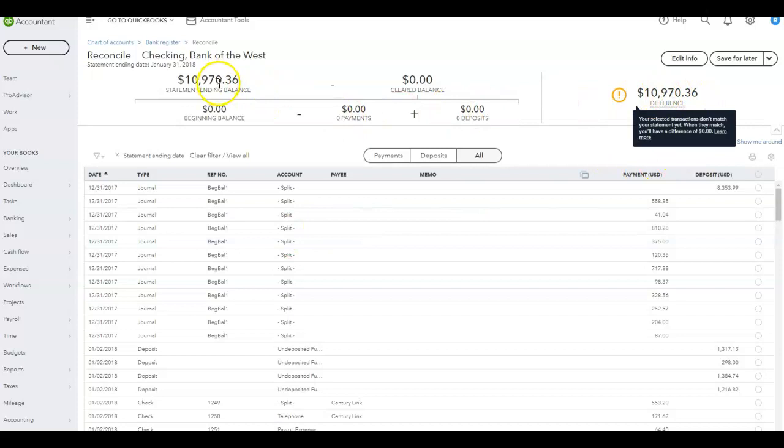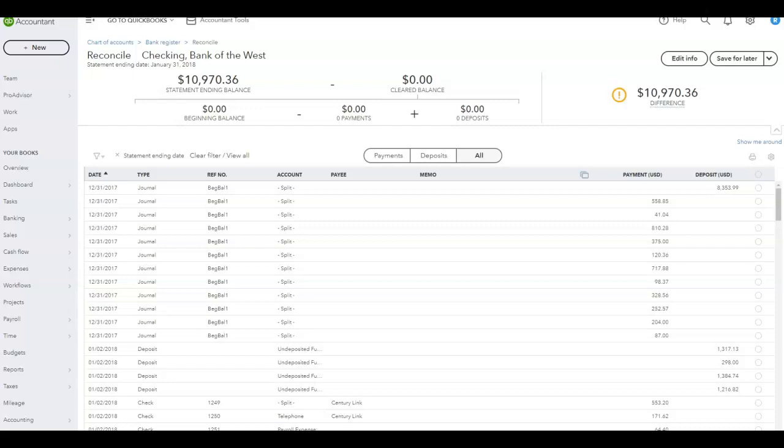So we've got a statement ending balance that we entered of $10,970.36. We haven't cleared anything yet. We have a zero beginning balance, and we haven't cleared any payments or deposits. Our goal is to get the difference to zero. This helps us because we have an outside third party verifying our transactions.